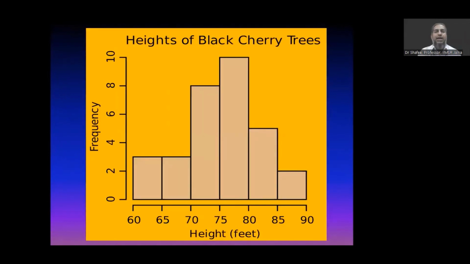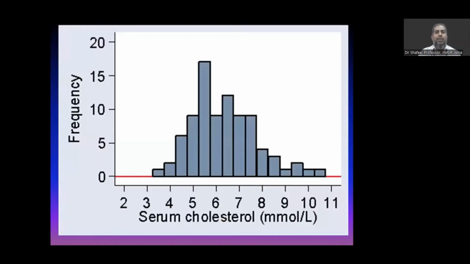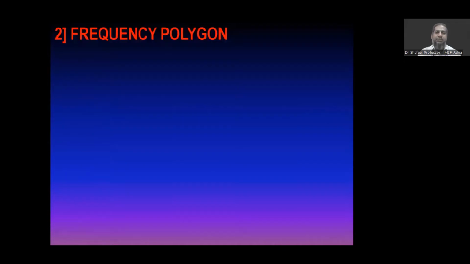Like this, heights of black cherry trees. You can see here, the height is between 60 to 65, 65 to 70, 70 to 75, likewise up to 90. And the frequency is on the y-axis. So this is the typical histogram. This is another example of a histogram for serum cholesterol in millimoles per liter.